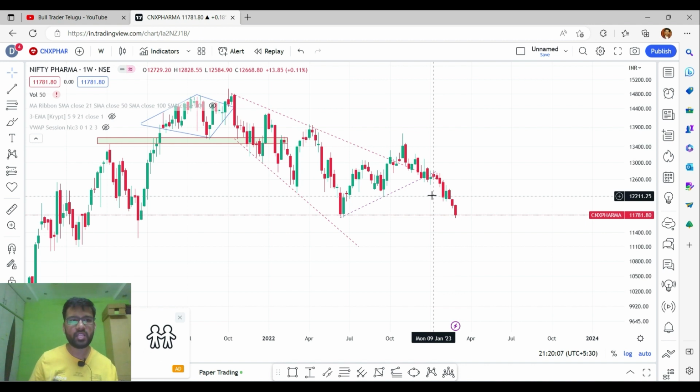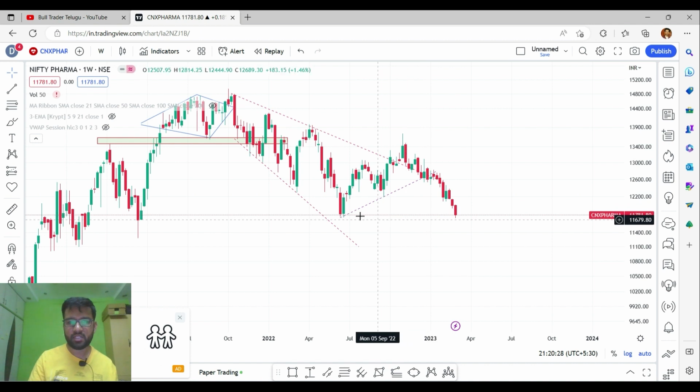So if you want to take any short positions, we can easily plan them in the Nifty Pharma by taking short positions in individual stocks like Sun Pharma or ILCP. There are different stocks in the Nifty Pharma. We can easily plan whichever is the weakest stock in the Nifty Pharma, and we can book a good amount of profit there.